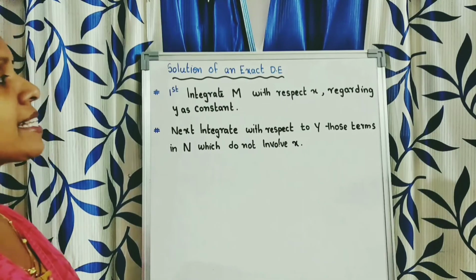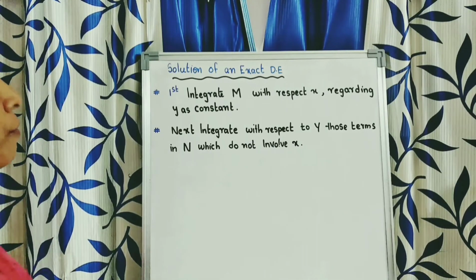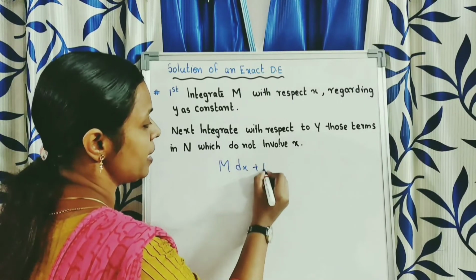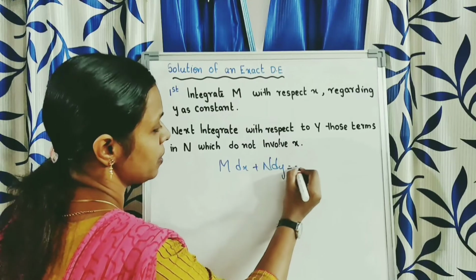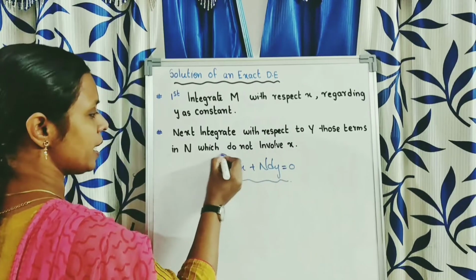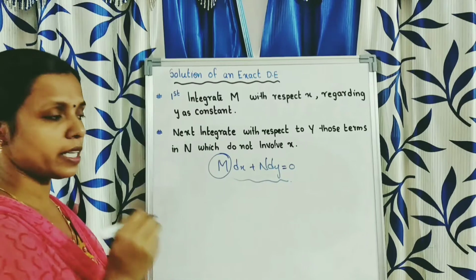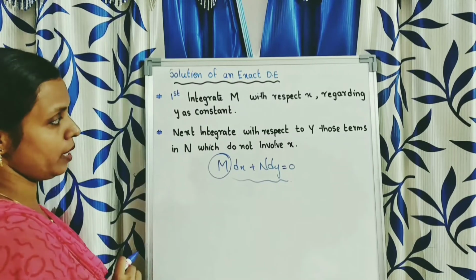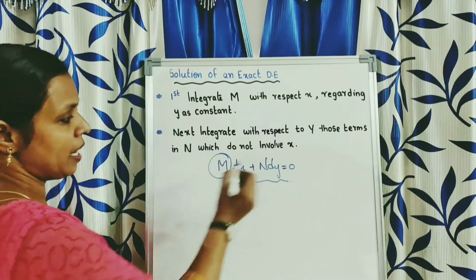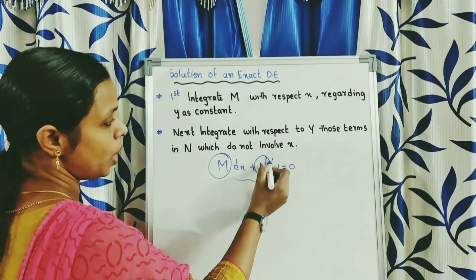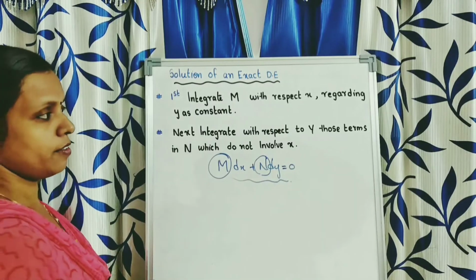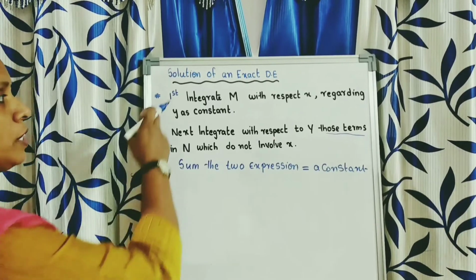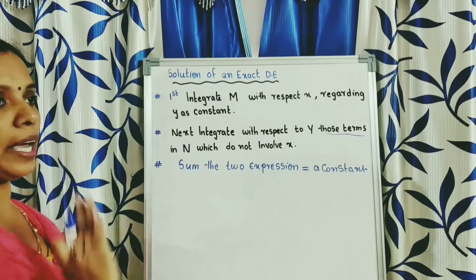Next we are discussing the solution of an exact differential equation. First we consider the differential equation M dx plus N dy equal to 0. In this equation we integrate M with respect to x, regarding y as constant. Next we integrate the terms of N which do not involve x with respect to y. The required solution is the sum of these two expressions equal to a constant.